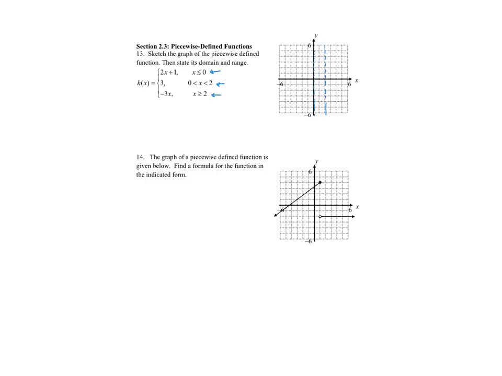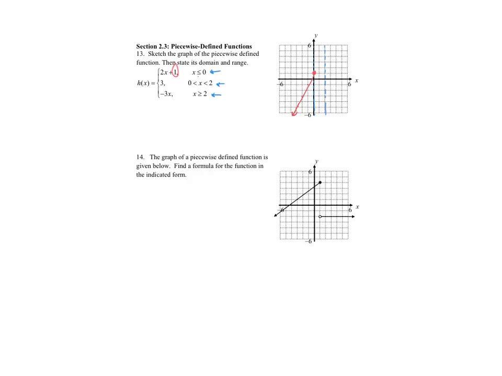So the first part of my graph is 2x plus 1. That's a linear function. I can see this is my intercept. My y-intercept is 1. And the slope is 2. So if I go back 1, I'm going to go down 2. So I've got these points on my graph for my slope. And so I can draw it like that. And that's for x greater than or equal to 0. So I know I have a closed dot there.